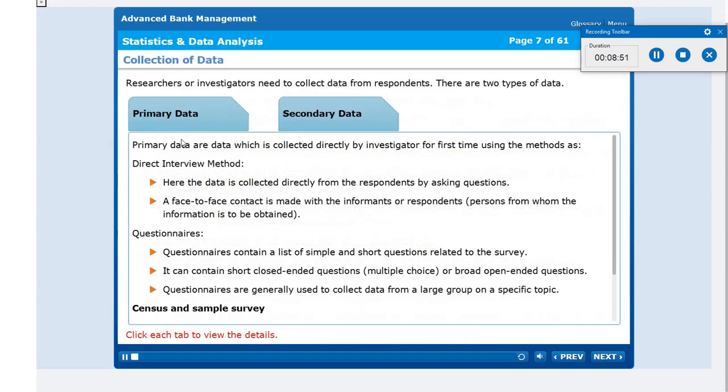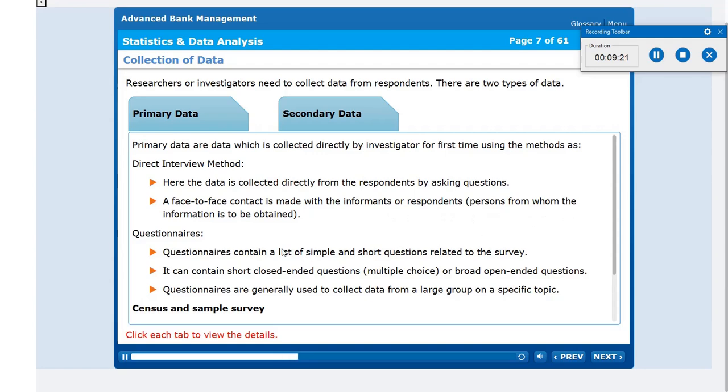Collection of data. Researchers or investigators need to collect data from respondents. There are two types of data. Primary data. Primary data are data which is collected directly by the investigator for the first time using methods such as the direct interview method. Here the data is collected directly from the respondents by asking questions. A face-to-face contact is made with the informants or respondents.